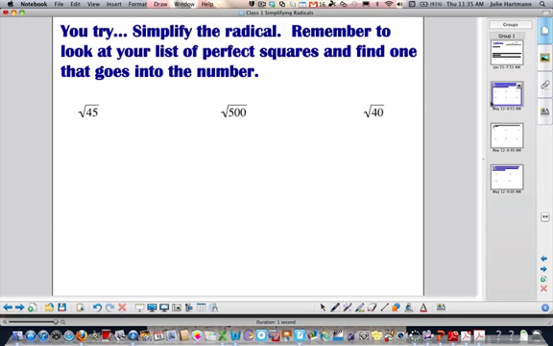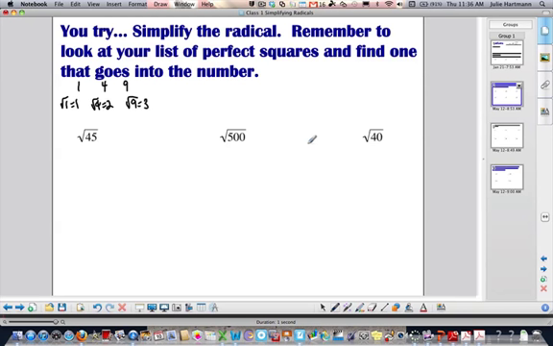Here's a you try page. These are for you to try, all right? What you should do is take your pen and start marking or write out your perfect squares, okay? 1 times 1, 2 times 2, 3 times 3. And with those, know that the square root of 1 is 1. The square root of 4 is 2. The square root of 9 is 3. Okay? Write out your perfect squares so that when you're doing these, you easily see which perfect square goes into that. Okay? So go ahead, write those problems down.